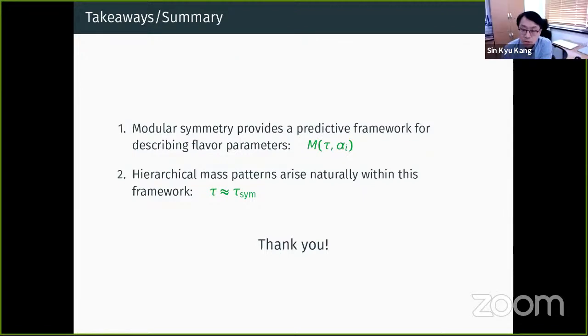I have a short question. Is it possible to accommodate quark mass patterns by using this symmetry?